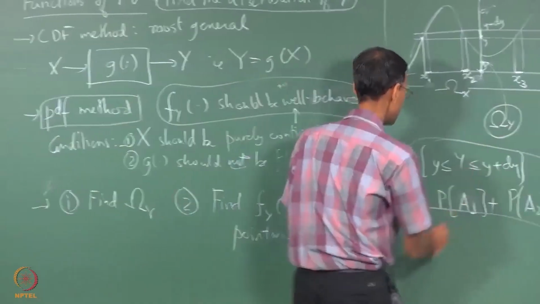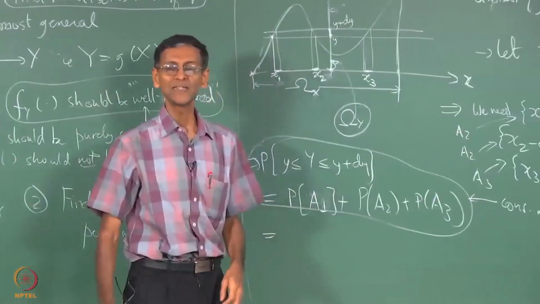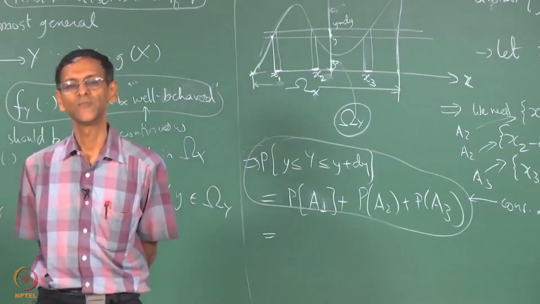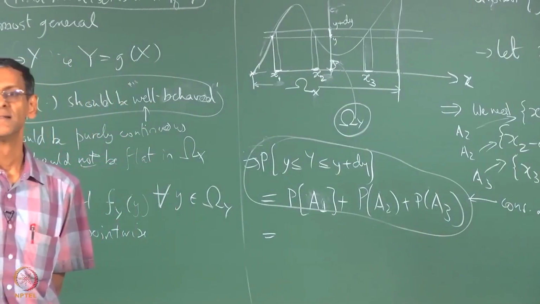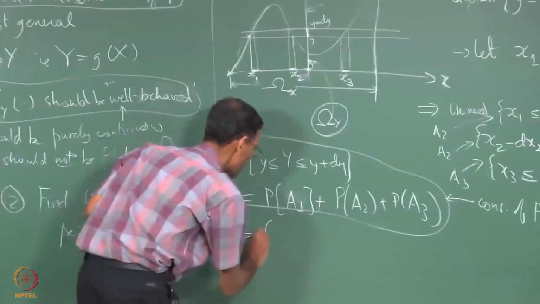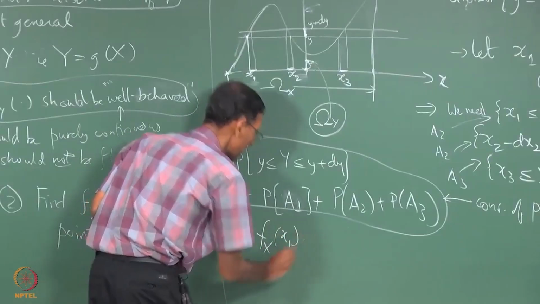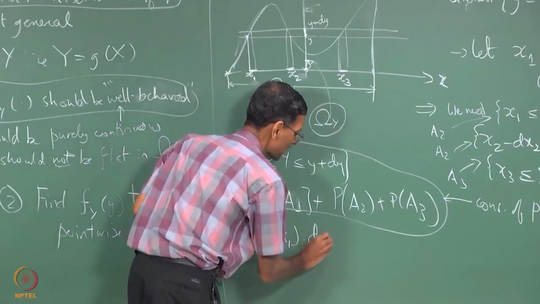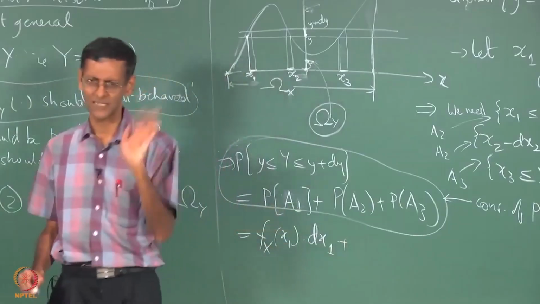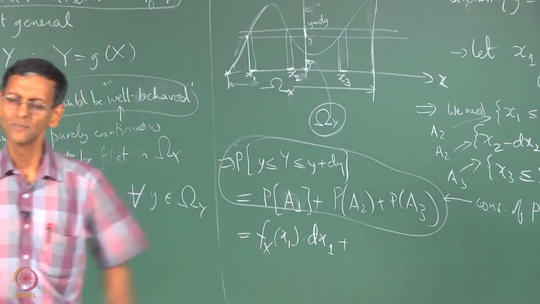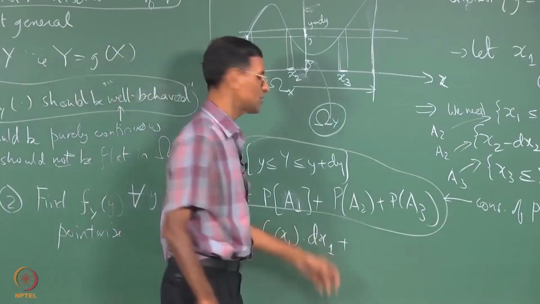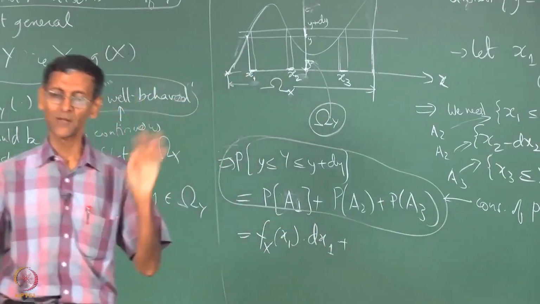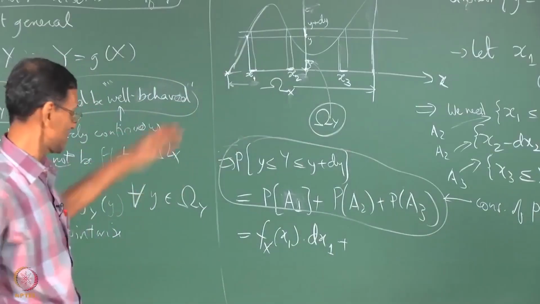It turns out that this P of A1, for example, for small dx1, is the density function at x1, f_X at x1 multiplied by dx1. Now dx1 is positive, but all these dx's are positive, that is another reason why we want to keep them that way. If I am allowed this dx to have sign, then I have to worry about is it going to be positive or negative. So I have written it so that it is all positive.